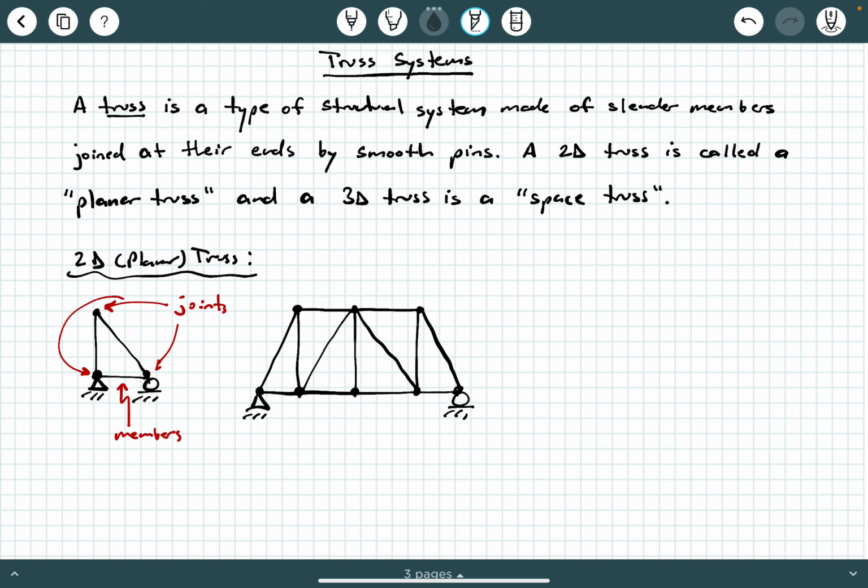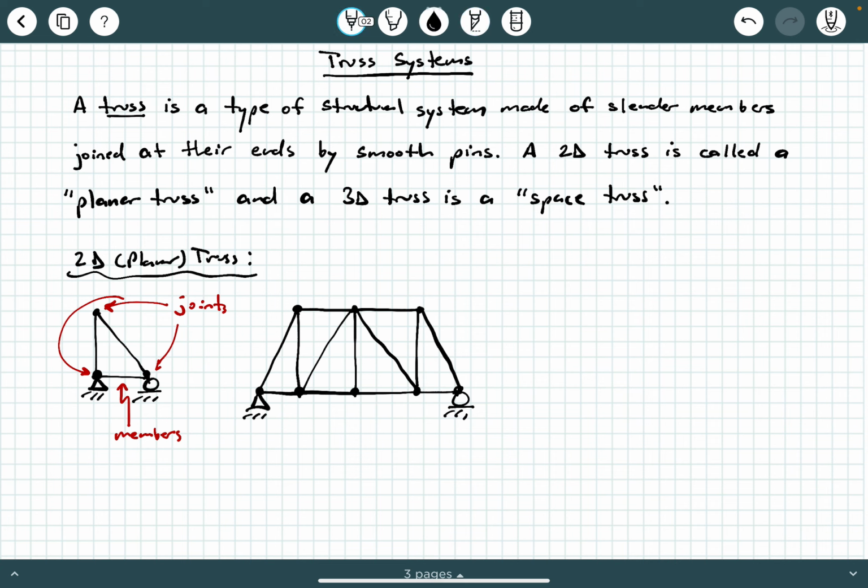How many members do we have? 1, 2, 3, 4, 5, 6, 7, 8, 9, 10, 11, 12. I think I counted that right. You can try to count them again. Actually, that's 13 members. So sometimes counting can be hard, right? So that's another example of a two-dimensional planar truss system.